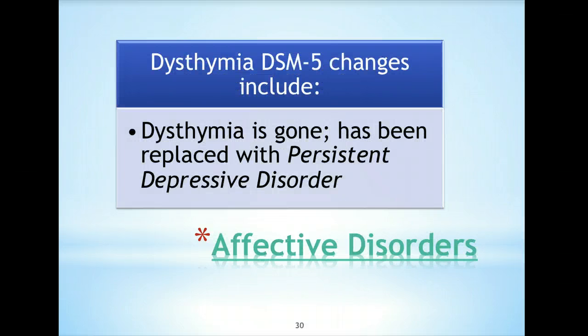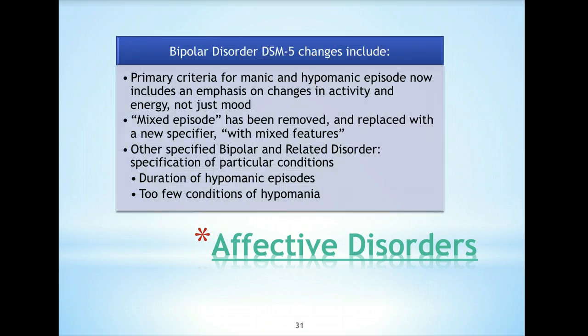Here's a change to the DSM that you might not have expected to see, but dysthymia has been replaced with a new title, Persistent Depressive Disorder. Basically, this is sub-threshold depression. There have been a few changes to bipolar disorder in the new manual too. It might be worth your time to take a look at this hyperlink for more information.